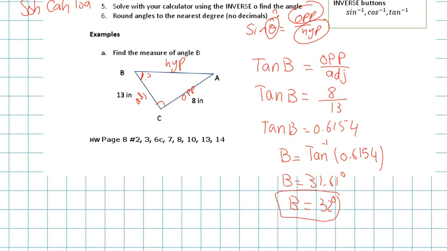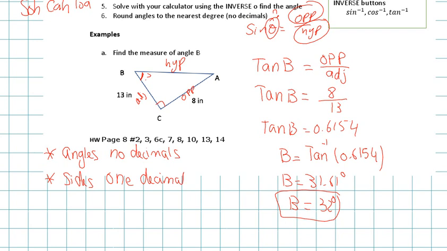Okay, so the rules are: angles, no decimals; sides, 1 decimal. And when you do ratios, like 8/13 or whatever, these are called ratios, you're going to do 4 decimal places.